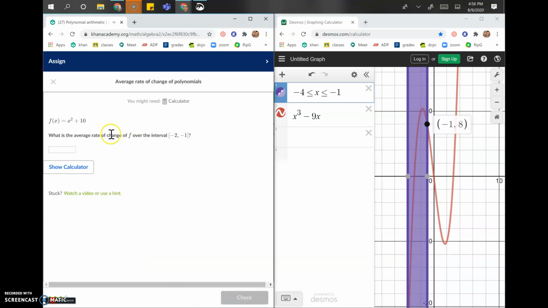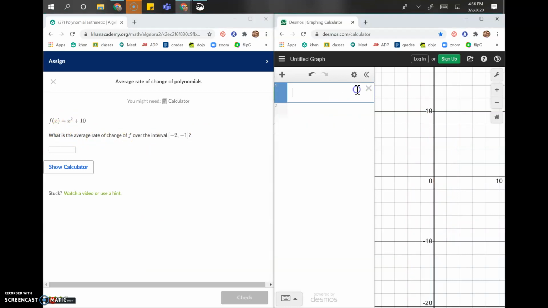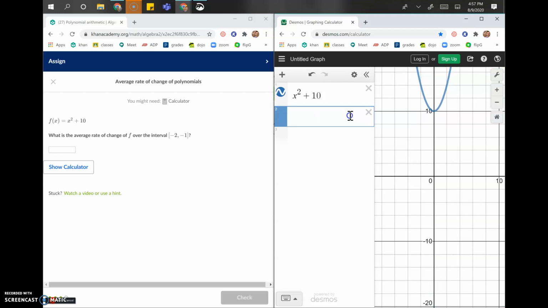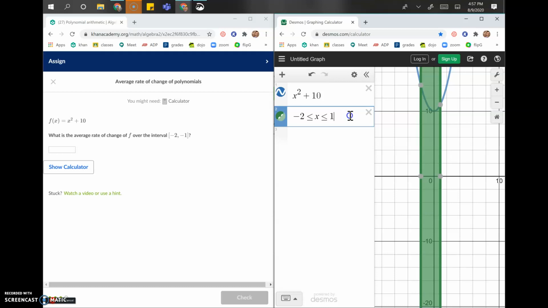And our last example, again, we're finding the average rate of change. It's giving us the function, so I'm just going to punch that in real quick: x squared plus 10. I'm going to punch in the interval, -2. I wonder if I typed it in with the brackets, if that would work. -2, comma, -1. Okay, so Desmos is reading it differently than it should. Whoops, -1. Okay, classic.